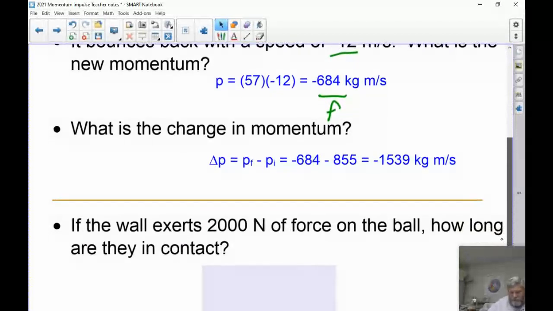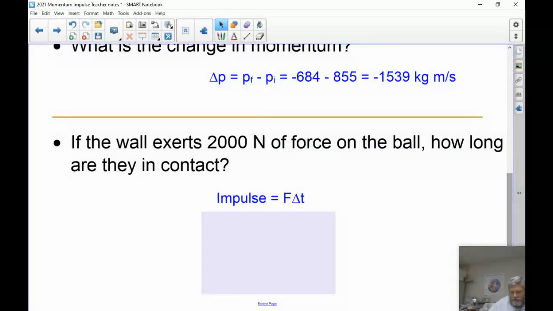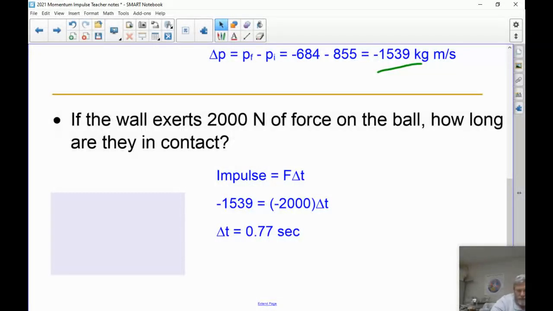And then if the wall exerts 2,000 newtons of force on the ball, how long are they in contact? Well, we know that impulse is force times time. The impulse we just calculated. So it's going to be 1,539 equals the force times time. The force we know is in the same direction as the other, so it's negative. So it ended up being 0.77 seconds. The ball didn't apply force for very long.